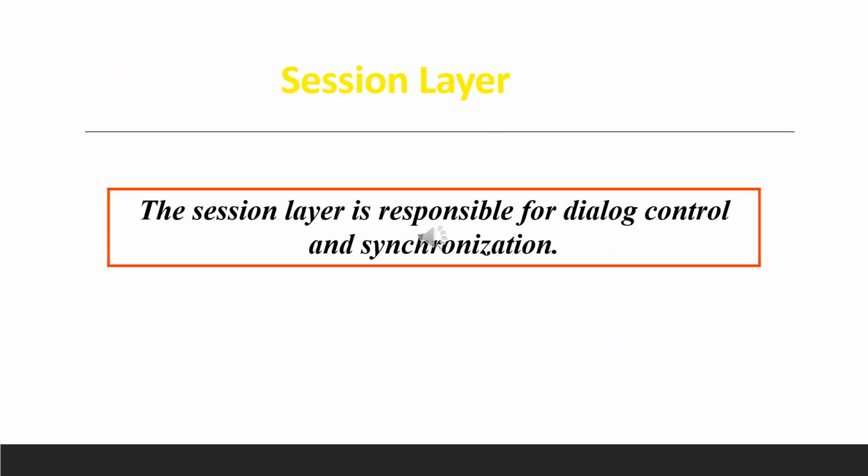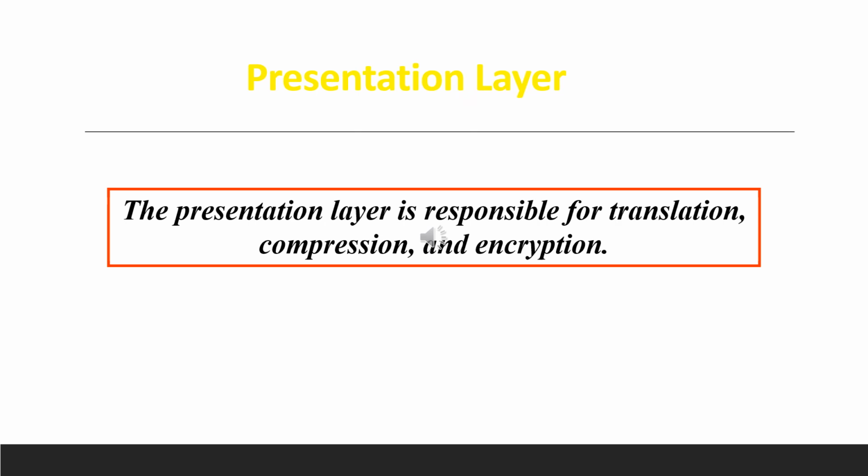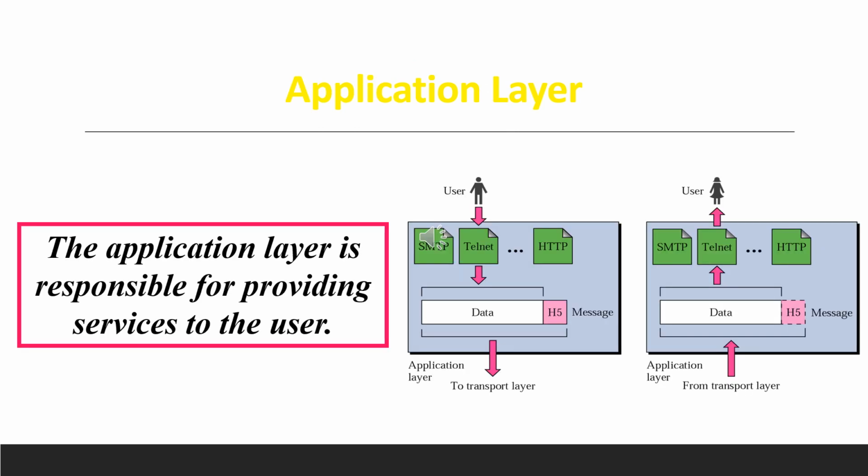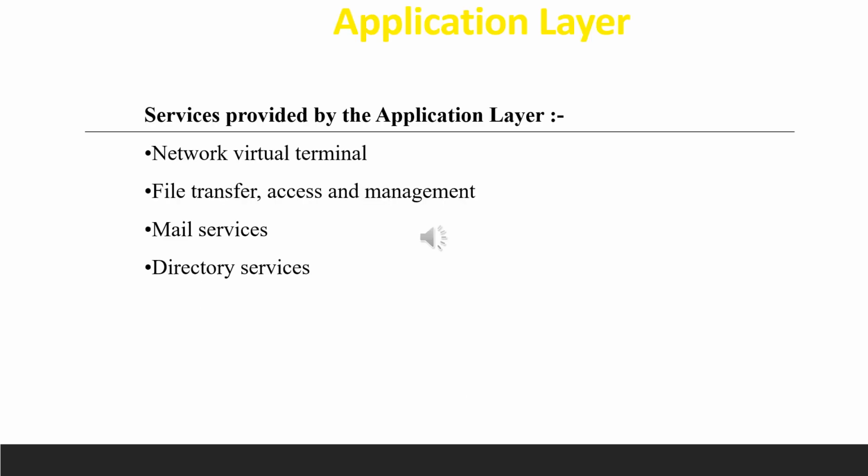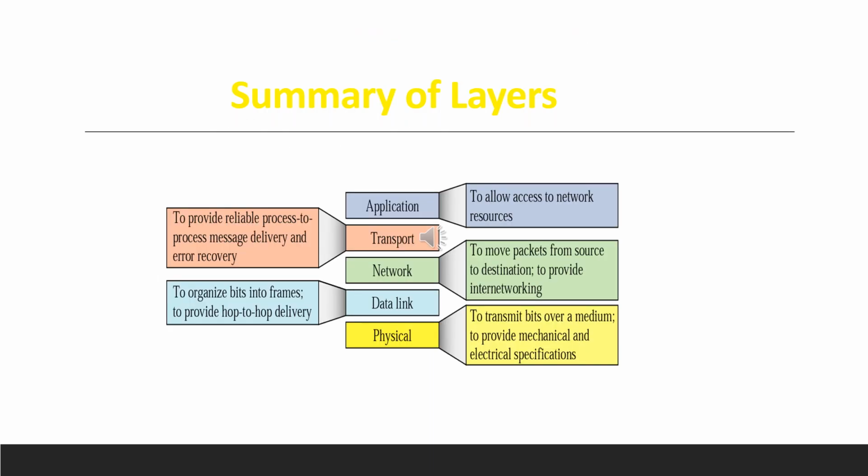The session layer is responsible for dialog control and synchronization. The presentation layer is responsible for translation, compression and encryption. The application layer is responsible for providing services to the user. Main responsibilities are network virtual terminal, file transfer, access and management, mail services, directory services. We have the summary of the responsibilities of each and every layer of internet model.